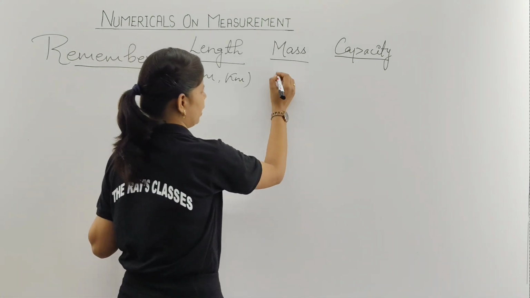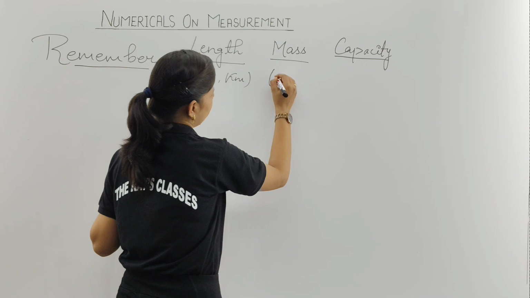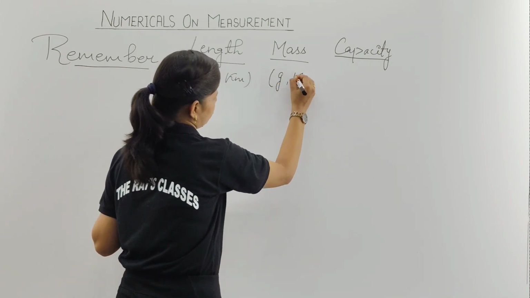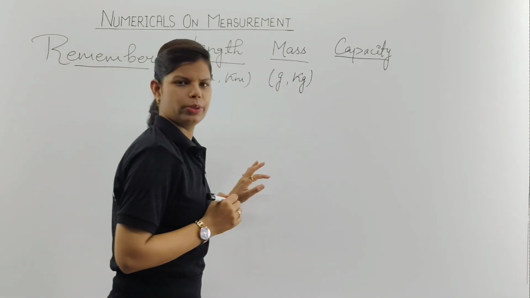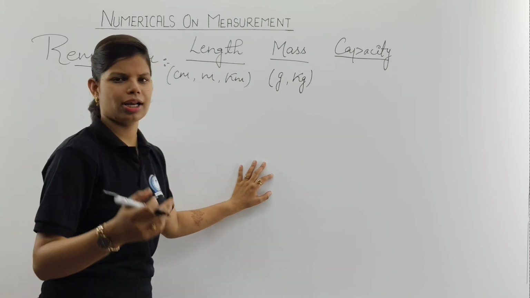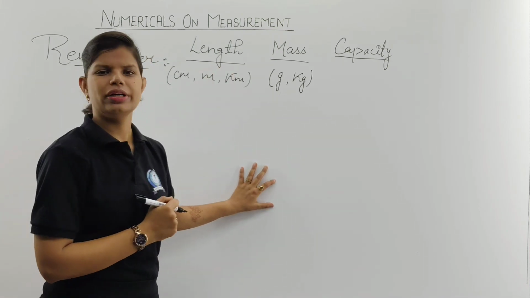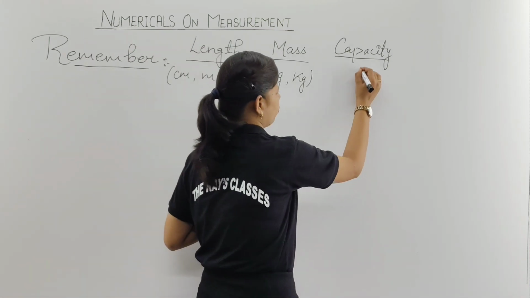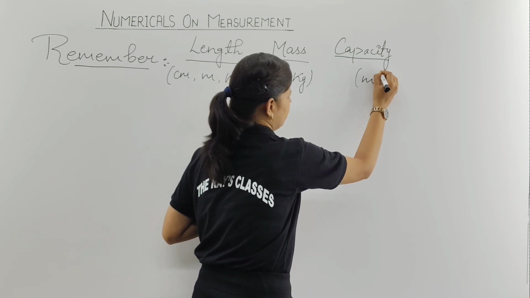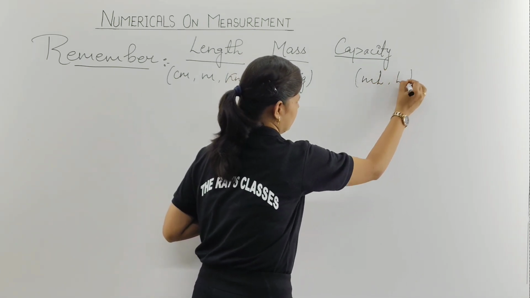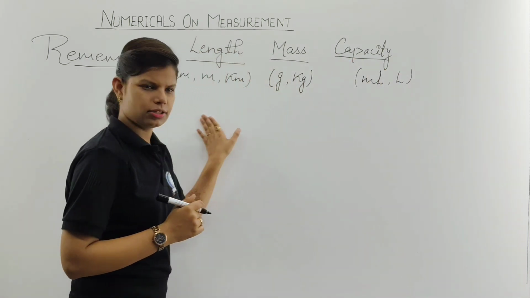In the case of mass, we have gram as well as kilogram as the basic units which we are going to deal with as per your class. These two units are basically used. Third, for capacity, we are going to use milliliter and liter. These are the things you have to remember.